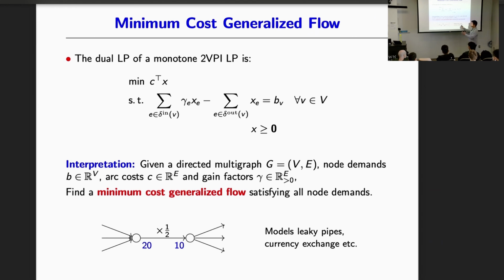So the problem is just the same. We want that the sum of inflows, where the inflow is scaled by the gain factor, minus the outflow equals the node demand BV for every node. So we call this problem the minimum cost generalized flow problem. And we want to find such a feasible flow with the smallest possible cost. Is the problem clear?